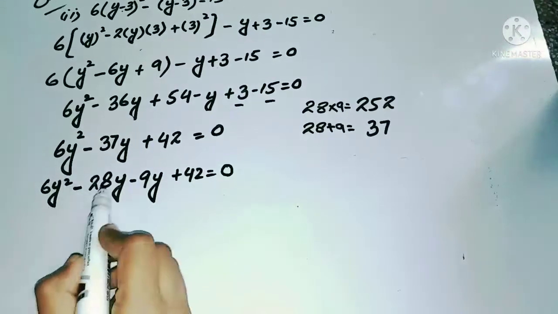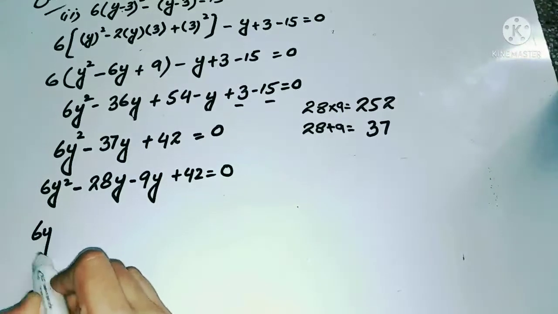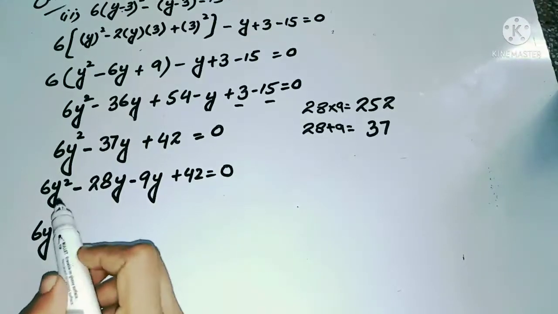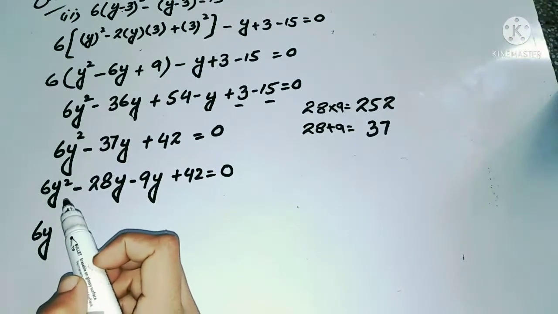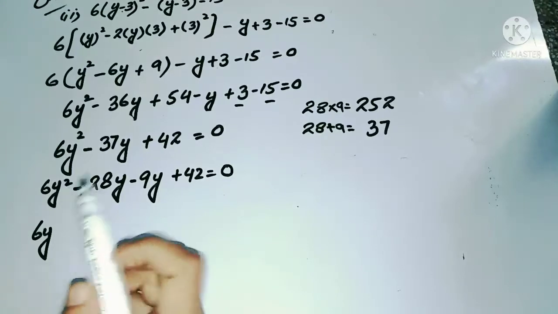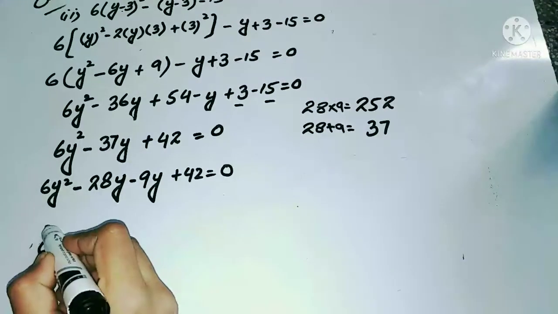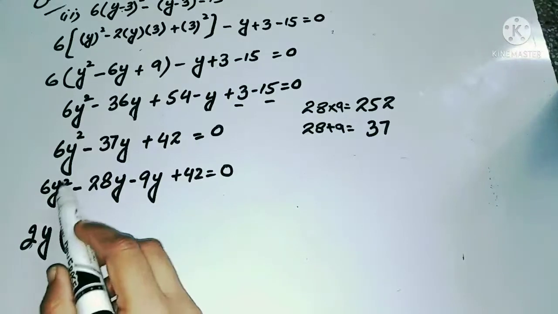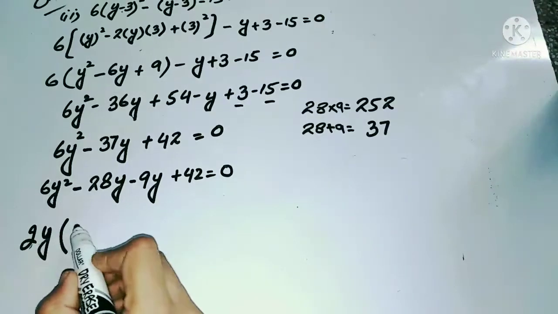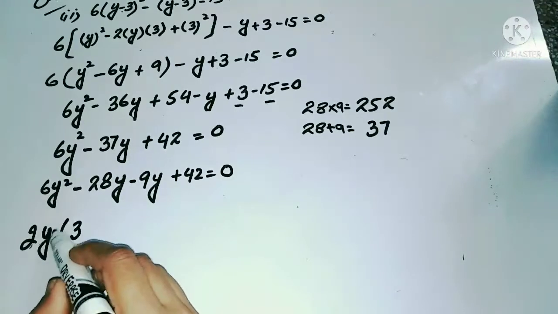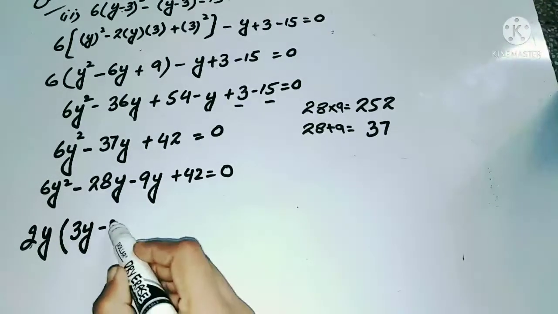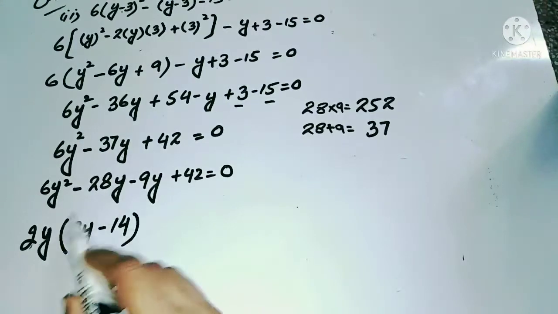Now what's common in these two terms? As you can see that 6y is common, because 6 and 28 both numbers are divisible by 6. Sorry, it's not 6, it's 2. Yes, you can take 2 common. 2y, because 6 and 28 both numbers are divisible by 2. So 2y you have taken common. Which term? 2 3s are 6. This is y square. 1y you have taken common, so 1y is left. Minus 2 1s are 2, 2 4s are 8y you have taken common.